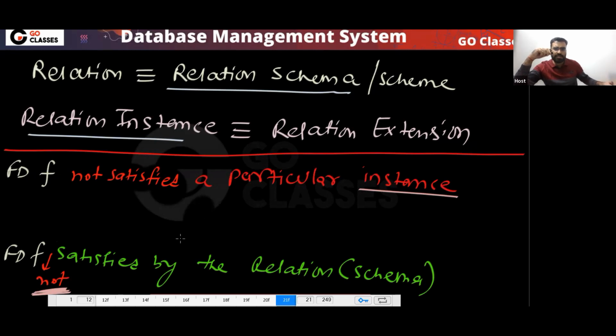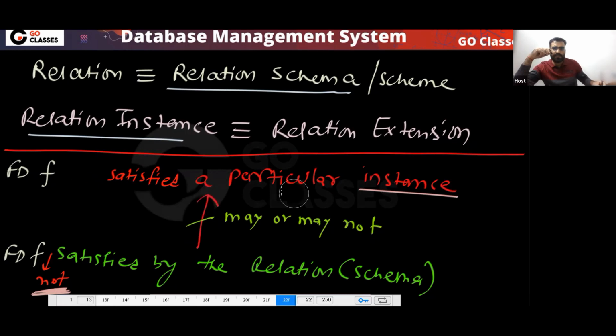If it is not satisfied by the schema, then what can you say about the instance? If it is not satisfied by the schema, then it may or may not be satisfied by a particular instance. Yes or no? It may be satisfied by a particular instance. Correct? Is this clear to everyone?